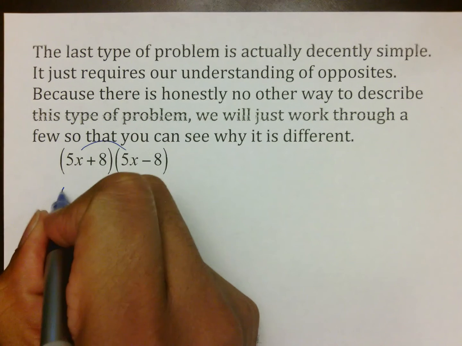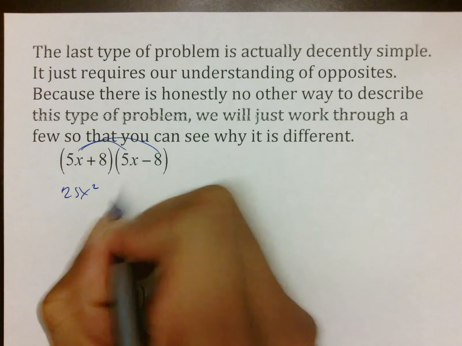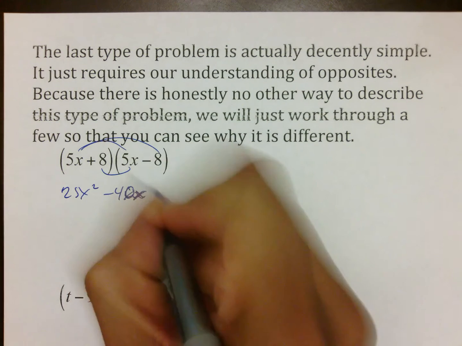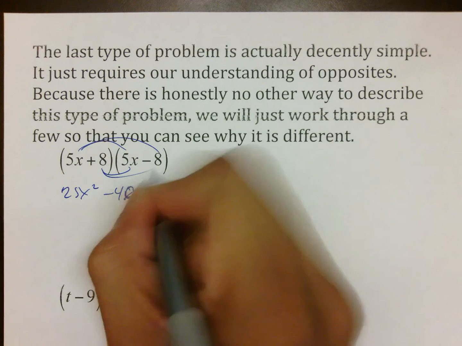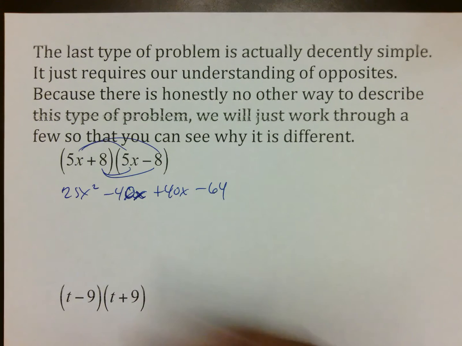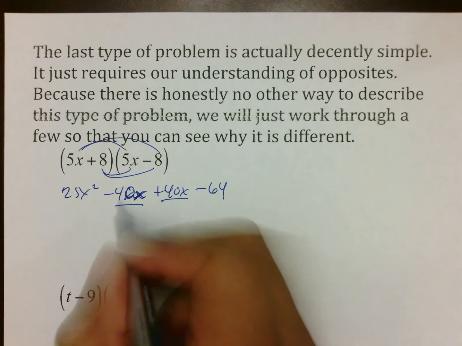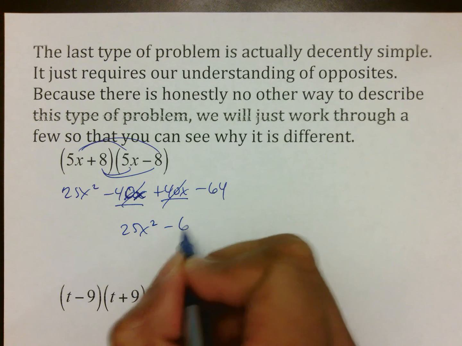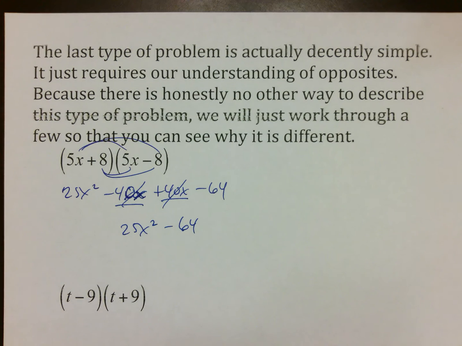Here, when you multiply it out, you get 25x squared minus 40x, and then plus 40x, and then minus 64. Notice you have a negative 40x and a positive 40x. They cancel, which gives you 25x squared minus 64.